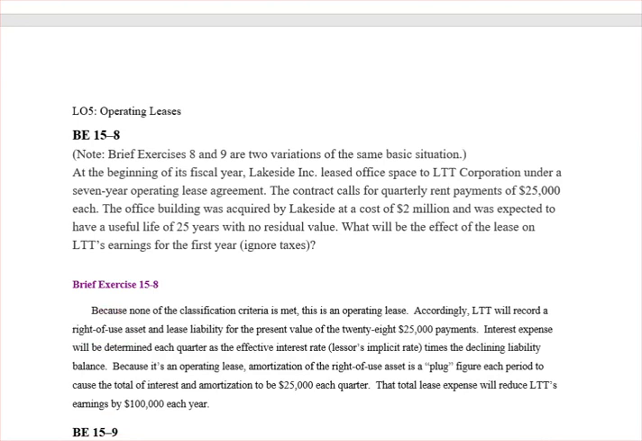They leased equipment to LTTC under a 7-year operating lease agreement. One of the first things I always tell you to do in these problems is to pick out who's the lessor and who the lessee is. And it appears that Lakeside is the owner. They're the ones that are leasing it out. And LTT Corporation is the lessee.